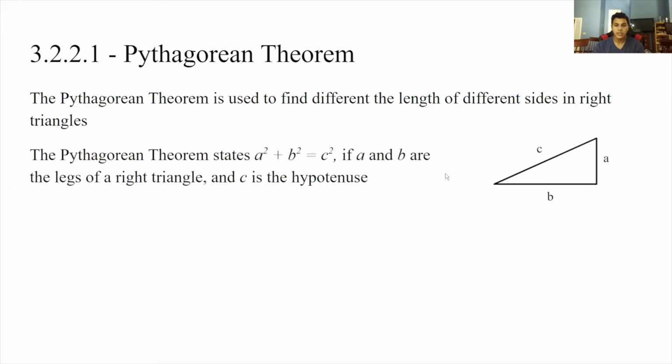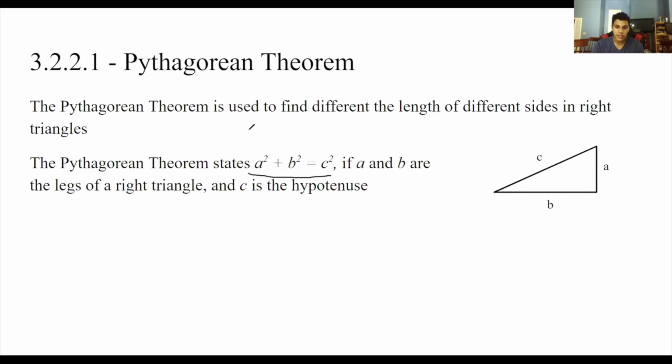The Pythagorean Theorem states that a squared plus b squared equals c squared, if in a right triangle, a and b are the legs of the triangle and c is the hypotenuse. So I have a right triangle here to the right as a diagram just to explain what this means. That's what the theorem states, where a, b, and c are different sides of this triangle.